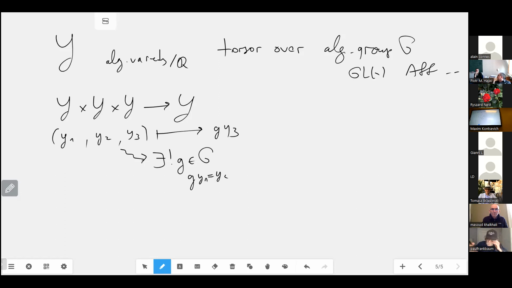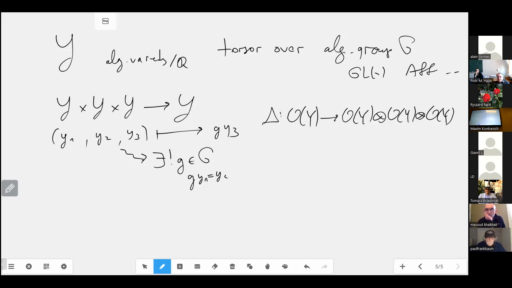So the structure of a torsor can be described as a map from the triple cube of your variety to itself. And if it translates to algebra of functions, you get something analogous to a Hopf algebra, with this triple coproduct, and it gives a triple multiplication. The hypothetical formula for the multiplication is the following.